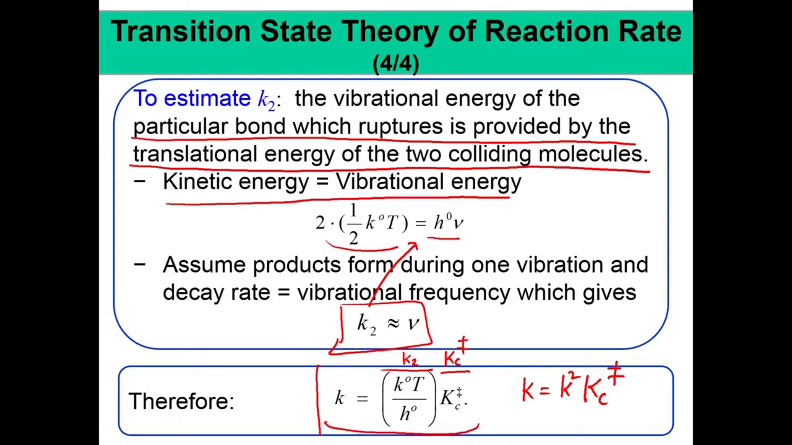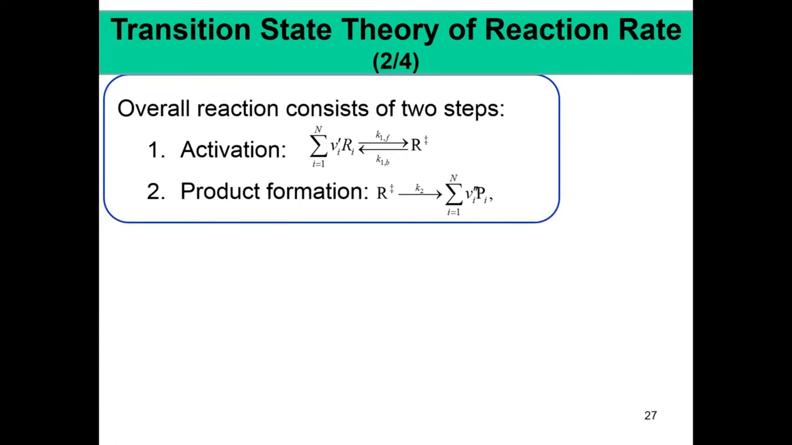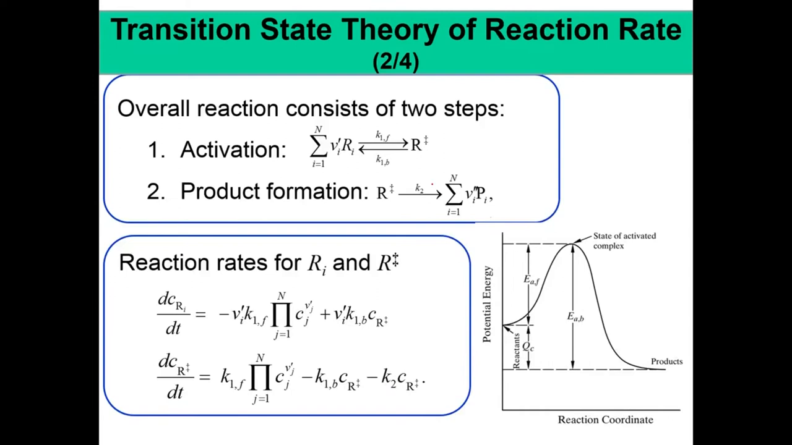So now, using the law of mass action, and this postulate, this assumption, which actually comes from quantum mechanics, that the vibrational energy is equal to h0 times nu, the first mode of vibration, we can essentially find the reaction rate constant. So if we just recapitulate what we have done, we have considered the formation of this activated complex, where these reactants go to form this activated complex and this activated complex goes to form the products in two steps. The first one involves K1F, K1B and the second one rate constant K2, and this is actually the state of the activated complex that we can consider.